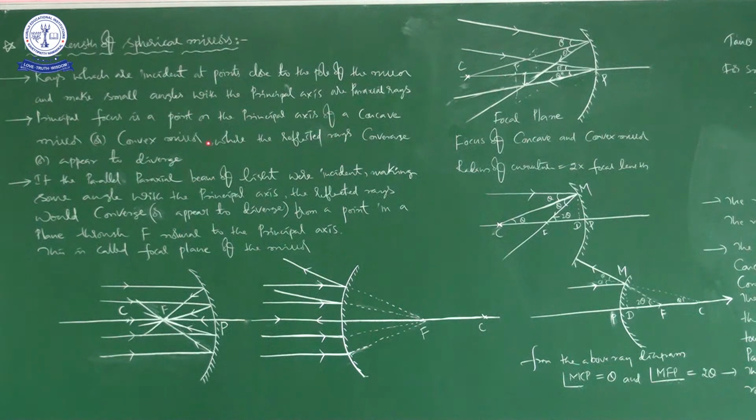So when I am giving this information, you should not feel like it is just information. You have to imagine every point. That is important in physics, and most important in the optics chapter. So principal focus is a point on the principal axis of a concave mirror or convex mirror where the reflected rays converge or appear to diverge. Here these rays are going to converge, and here these rays are going to appear to diverge.